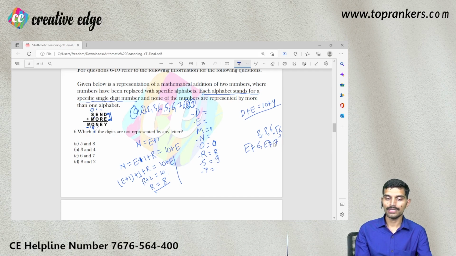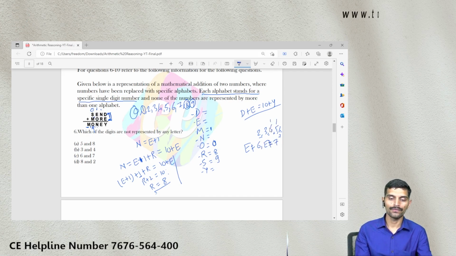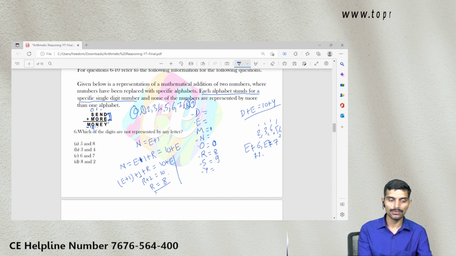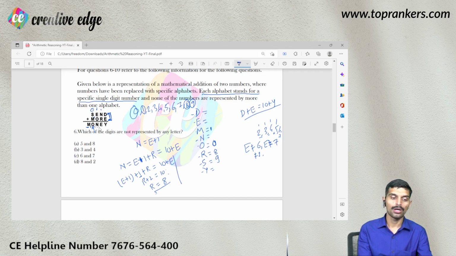So E can have the value 5, 4, 3, or 2. If E is 2, then D has to be 8, so this is also not happening. E is not equal to 2. If E is equal to 3, D has to be 7. Then 7 plus 3 is 10, and this cannot be 10 because Y would be 0, and the minimum value of Y should be 2, right? So E cannot be equal to 3 as well.